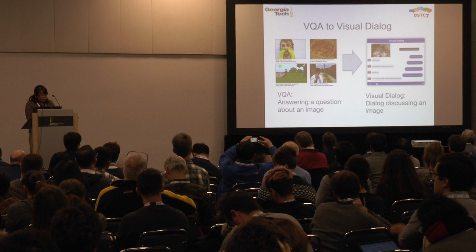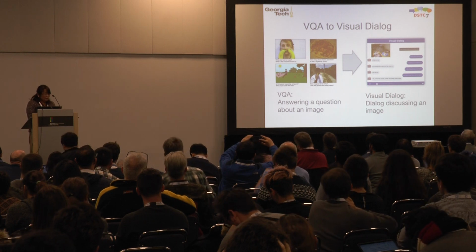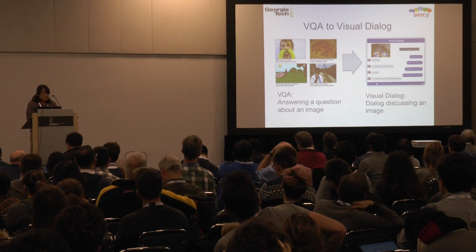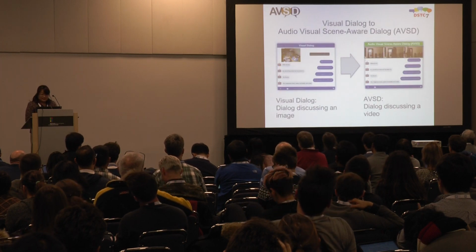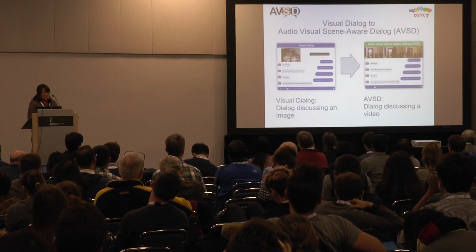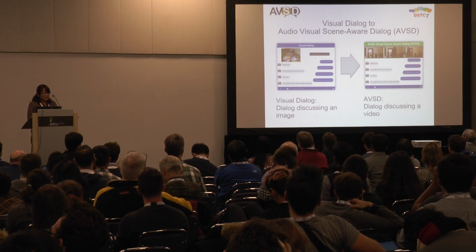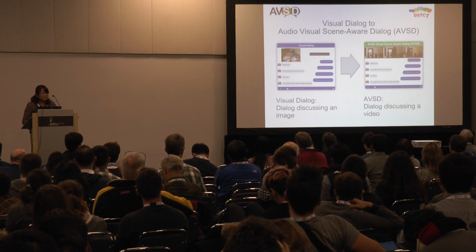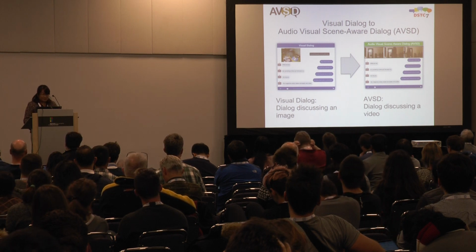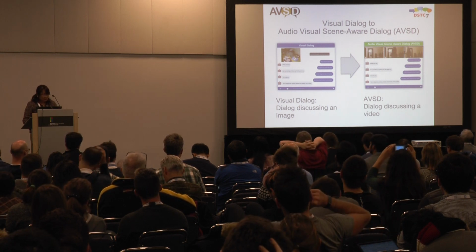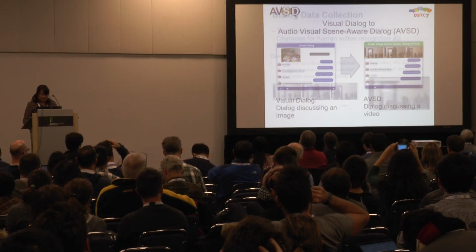So Devi and Dhruv's group worked on VQA. That is a static image. They are trying to let people ask questions, and then they try to disambiguate the questions using dialogues. But still, the target is a static image. We would like to work on videos, so audio-visual scene-aware dialogue is what we would like to focus on.